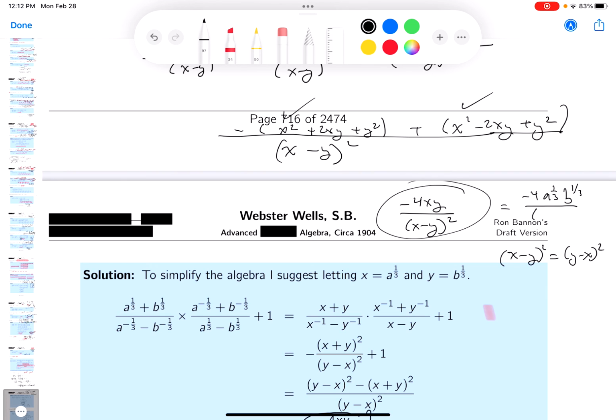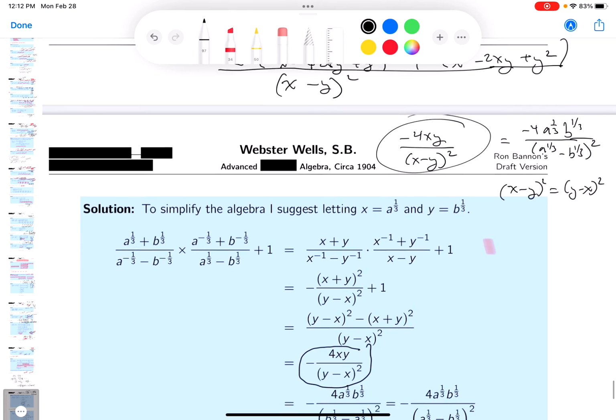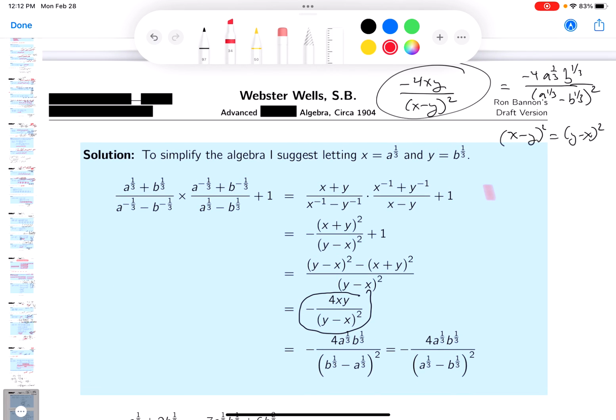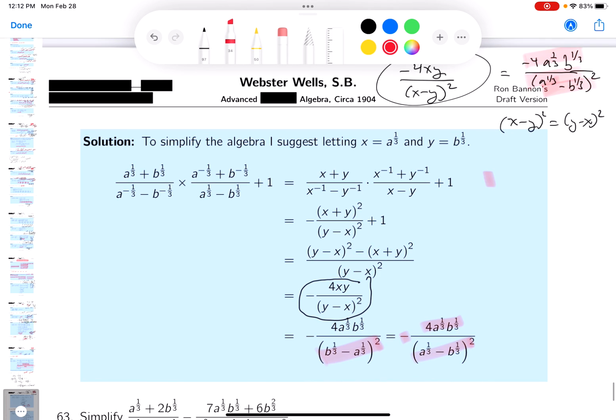And then when you get over here, a to the 1/3 minus b to the 1/3, and that quantity squared. Let's take a look at the key, see if we got that. I see the minus sign. I see the 4, a to the 1/3, b to the 1/3. And let me repeat this. The a to the 1/3 minus b to the 1/3 squared is identical to b to the 1/3 minus a to the 1/3 quantity squared. Same answer. So we're getting it. Not bad. Substitutions help, particularly in these problems over here. They can be painful otherwise.